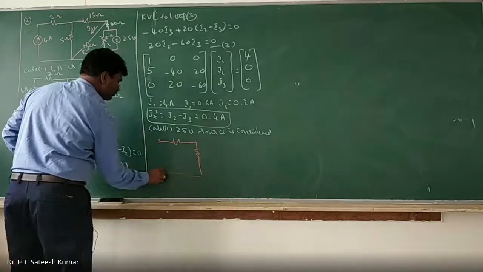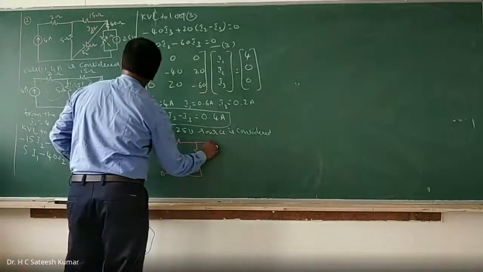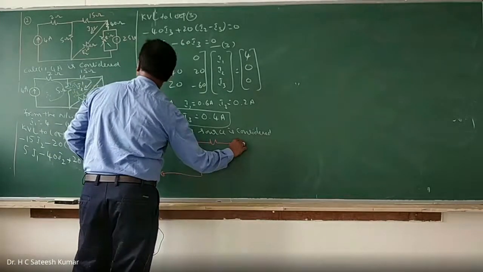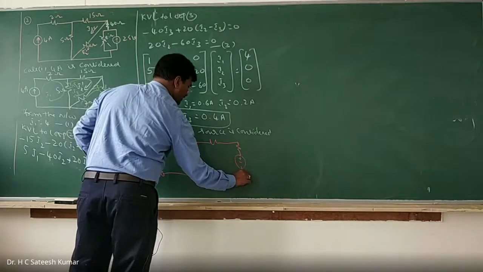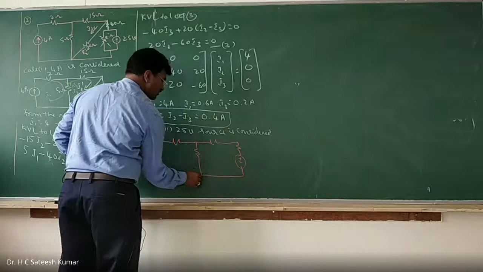This becomes open. And this source will be there. This resistor will be there. This voltage source will be there. That resistor becomes redundant, no, that is removed. And this resistor will be there.